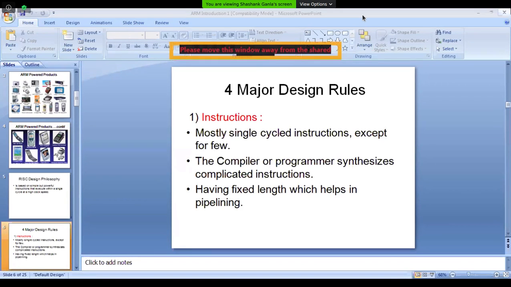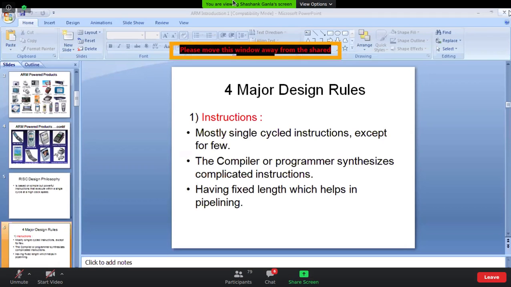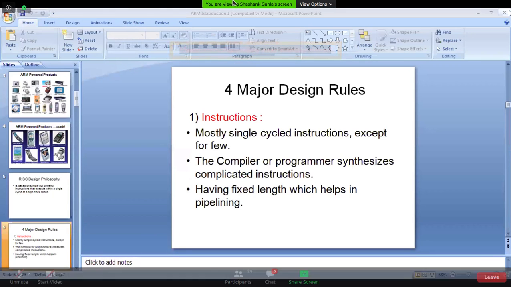After decode is complete, then only execute. So this is called non-pipelined CPU architecture. Unlike that, in the case of pipelined CPU architecture, fetch is taking place for the first instruction. As the first instruction is getting decoded, simultaneously the second instruction is fetched within the same clock cycle.